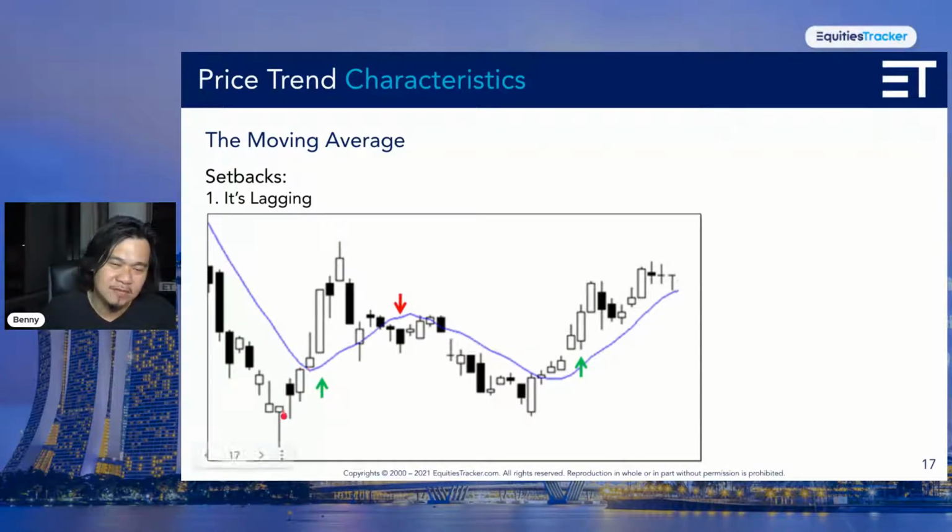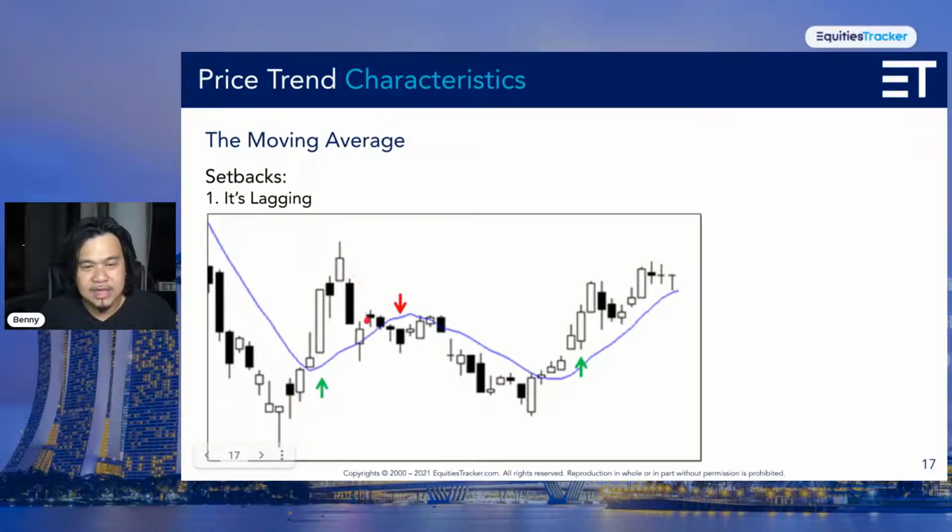Of course, it's better if you want to buy at the bottom, but here we will not be buying at the bottom. So if we use a moving average, we will never be buying at the bottom. We will only be buying in an uptrend, for example, if the price starts to develop an uptrend. And that's when the price starts to go above the moving average.